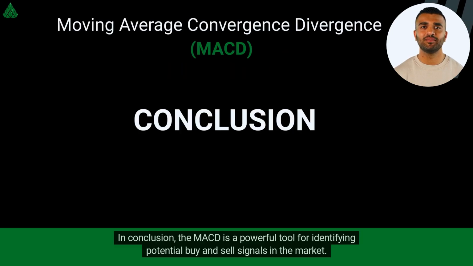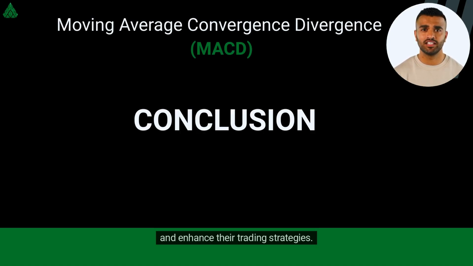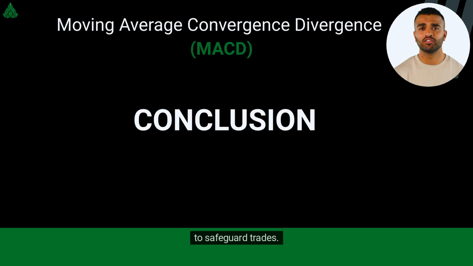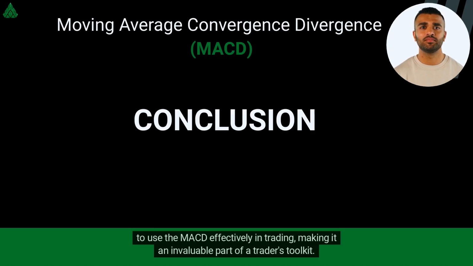In conclusion, the MACD is a powerful tool for identifying potential buy and sell signals in the market. By understanding and utilizing MACD crossovers, divergences, and the histogram, traders can make informed decisions and enhance their trading strategies. It is essential to confirm MACD signals with other technical indicators and implement proper risk management to safeguard trades. This detailed explanation, along with visual aids, should provide a comprehensive understanding of how to use the MACD effectively in trading, making it an invaluable part of a trader's toolkit.